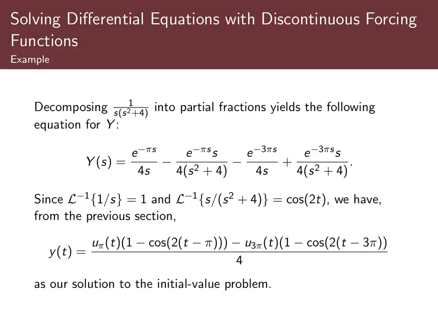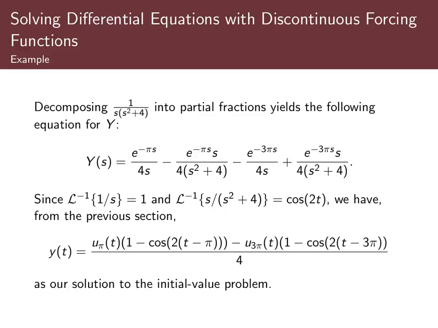Decomposing 1/(s(s² + 4)) into partial fractions yields the following equation for Y. Okay, so you can go ahead and do that on the side. You know that this would imply that 1/(s(s² + 4)) would then have to equal 1/(4s) minus s/(4(s² + 4)).